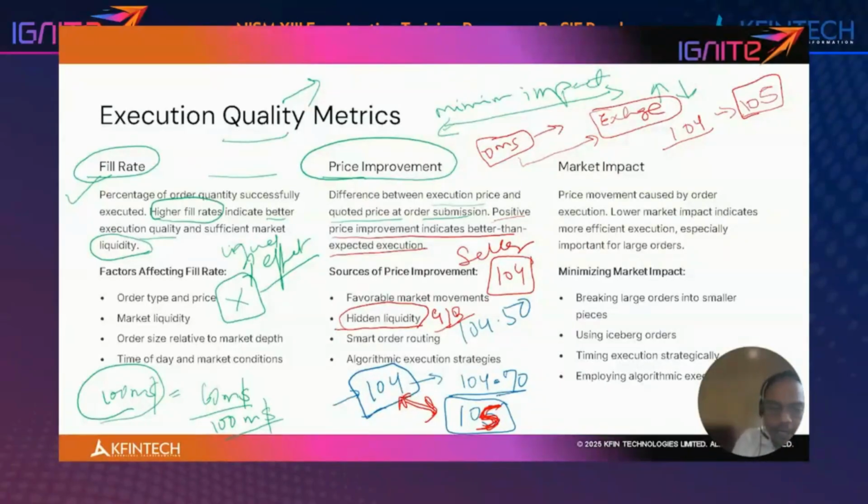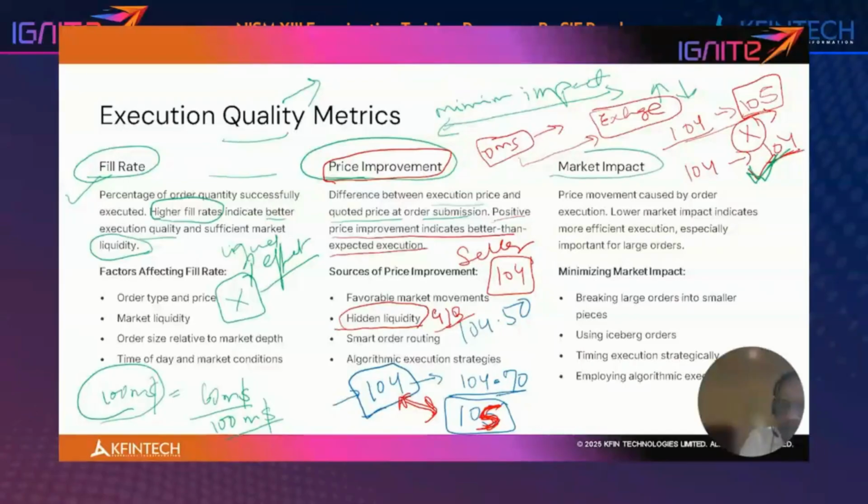But for now, just understand that price improvement means if you purchased at 104 and it executed at 105, that is a poor liquidity. But if you purchase at 104 and it actually got executed at 104, that means it's a better liquidity, keeping all other things constant, right?